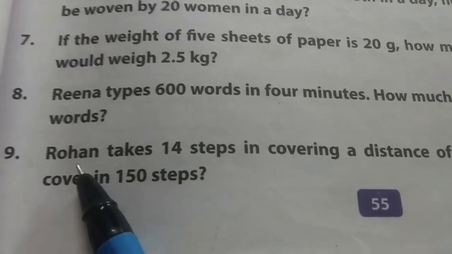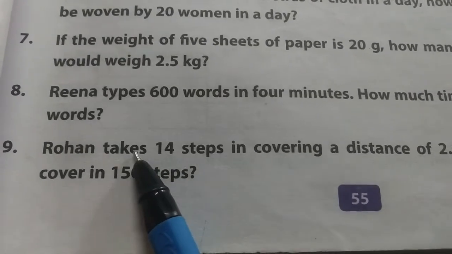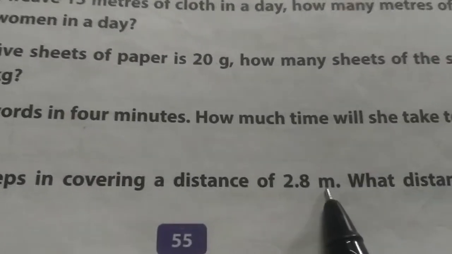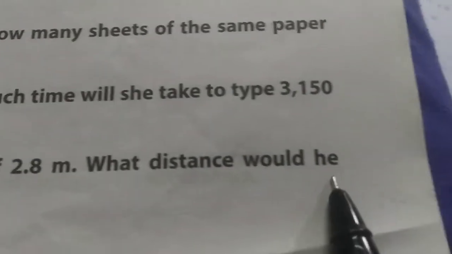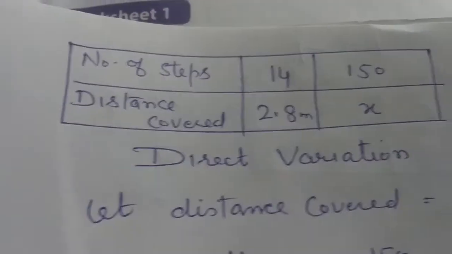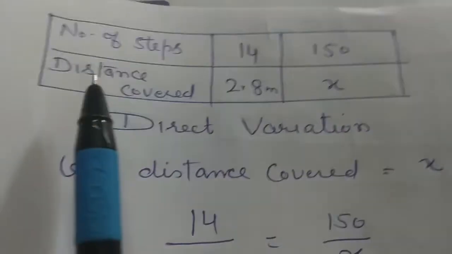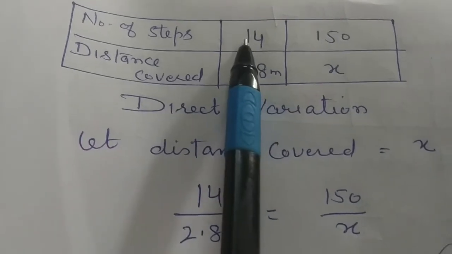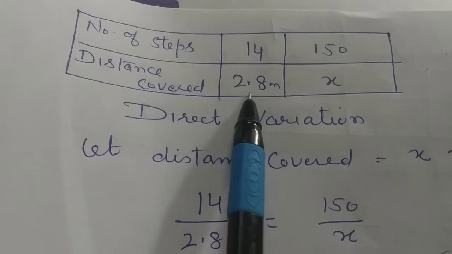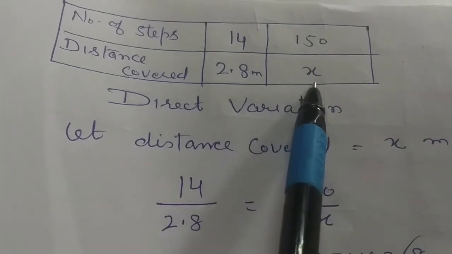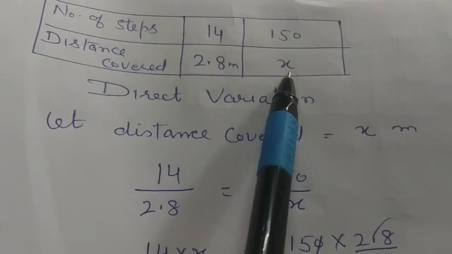Next question is question number 9. Rohan takes 14 steps in covering a distance of 2.8 meters. What distance would he cover in 150 steps? So first of all we will draw a table. Draw this table. This is number of steps taken by him and distance covered. 14 steps, 2.8 meters. And then 150 steps, the required distance we have assumed is equal to x.